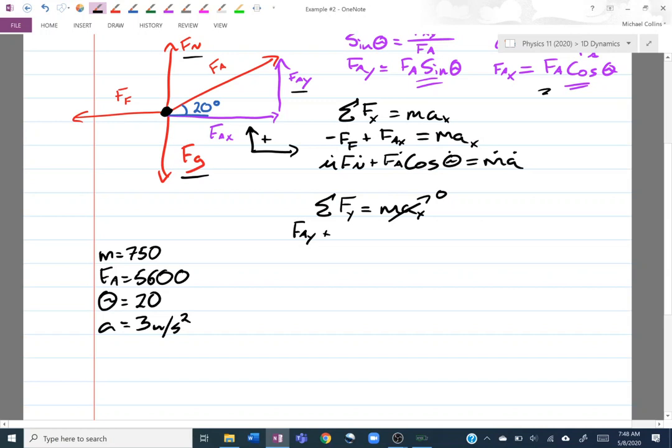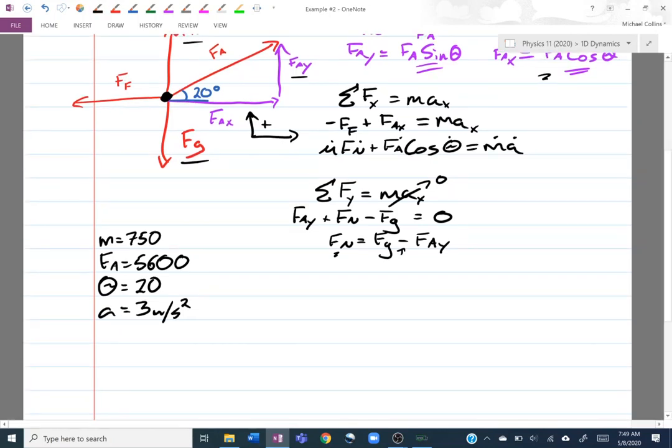FAY is going to be positive, FN is going to be positive, and FG is going to be negative, and that's going to be equal to 0. I'm looking for Fn, so if I rearrange, I get Fn is equal to Fg minus Fay, which makes sense because my normal force should be a little bit less than gravity, or depending on how hard I pull up, it could be substantially less than the force due to gravity.